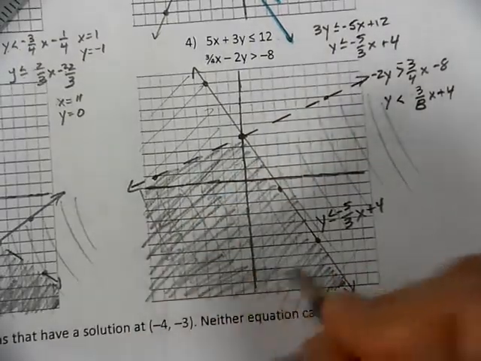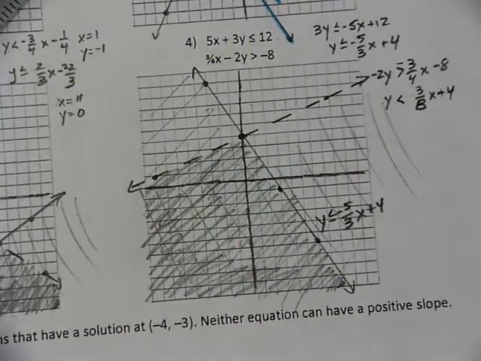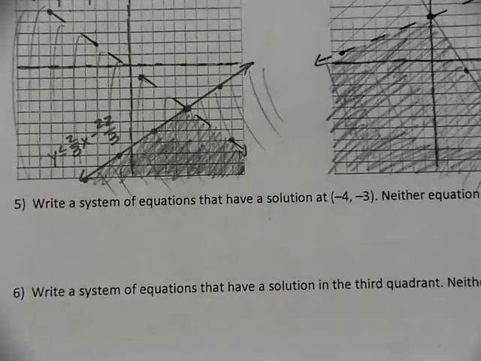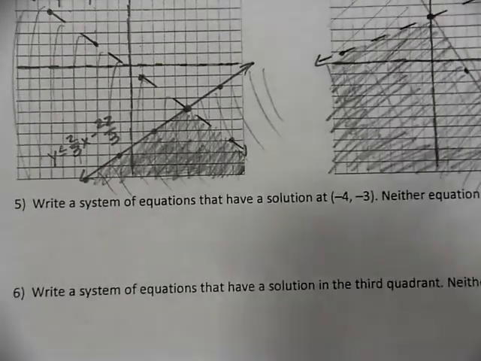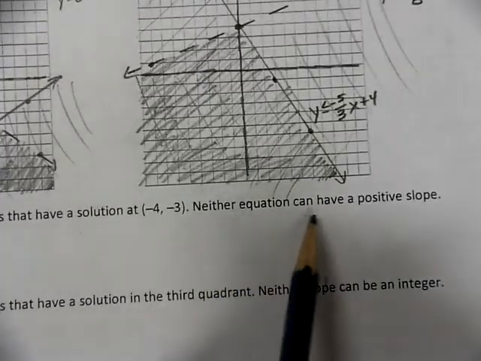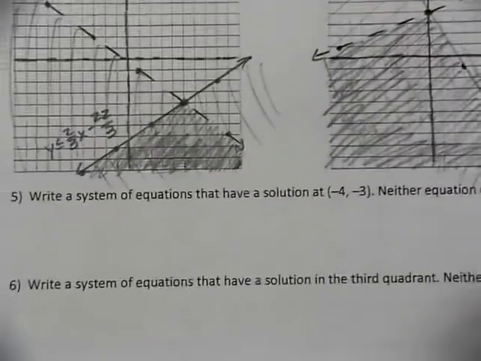So it's very clear where it's at. There you go. Here we're going to write an equation that has a solution of negative 4, negative 3, and that neither equation can have a positive slope.